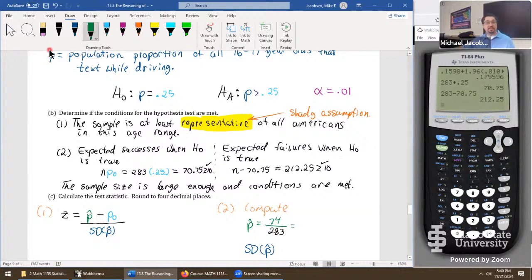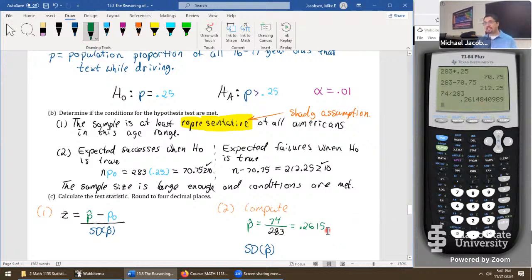So this is going to be the percentage of the sample, of these people in that age range, that texted while driving. It is 74 divided by 283, and it comes out to 26.145%. So 0.2615 after rounding. Sorry, I said that in a weird way. I said 145, and that doesn't quite make sense. So we get this value out.